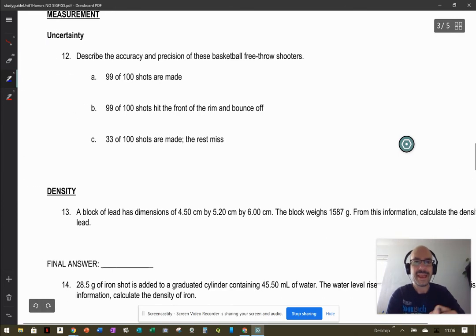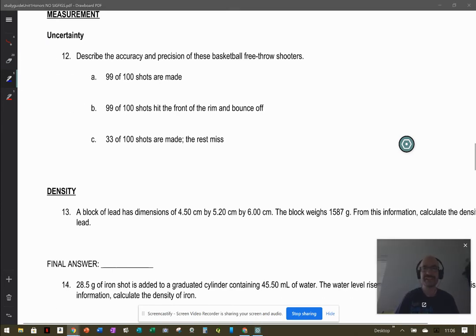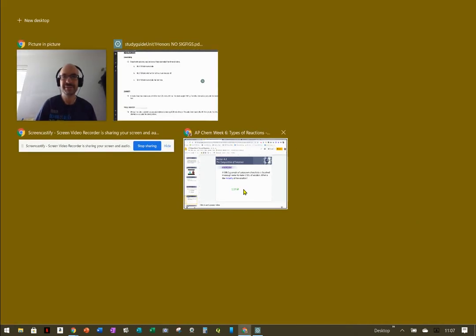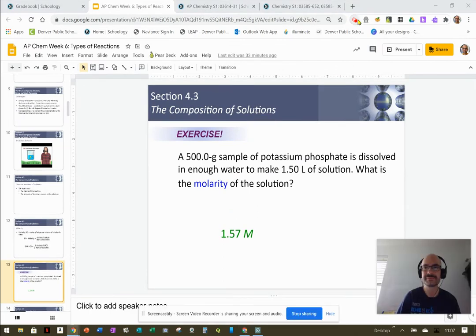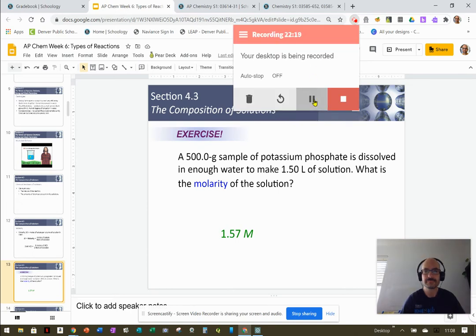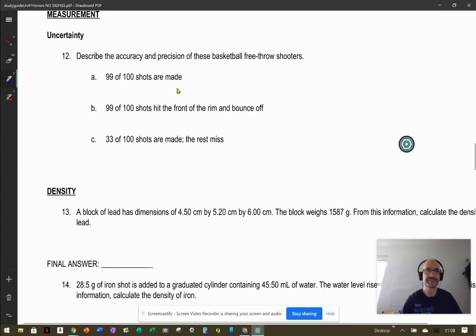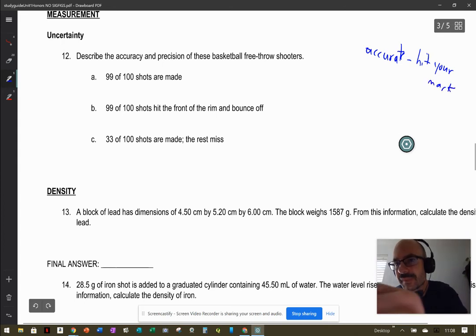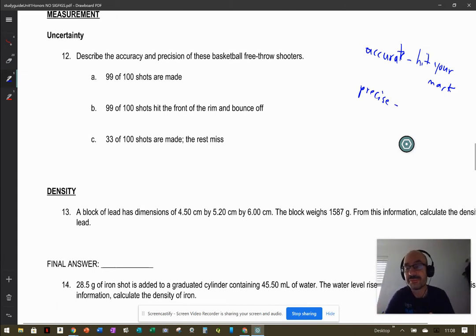All right, describe the accuracy and precision of these shots as they're being made. And let me open up another window. Give me a sec. Okay, so let's take a look at this. So accuracy and precision. If you're accurate, that means you hit your mark. If you're precise, you don't necessarily hit your mark, but all your measurements are close together.